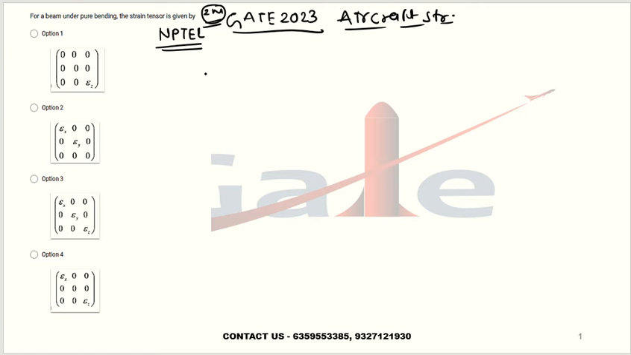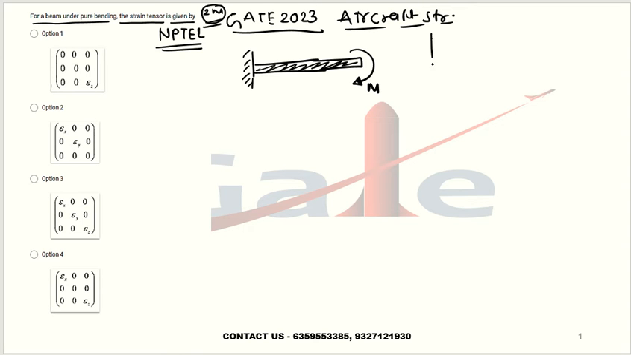Okay, let's read the question first. For a beam under pure bending, the strain tensor is given by. They have given 4 stress tensor options, so we need to pick the right answer. Let's first understand what they are asking. We have a pure bending case, a beam where only moment is acting. This is a typical example of pure bending.